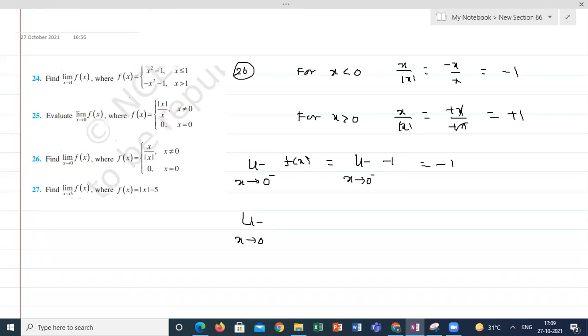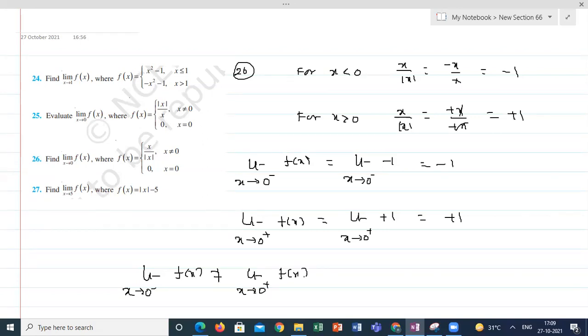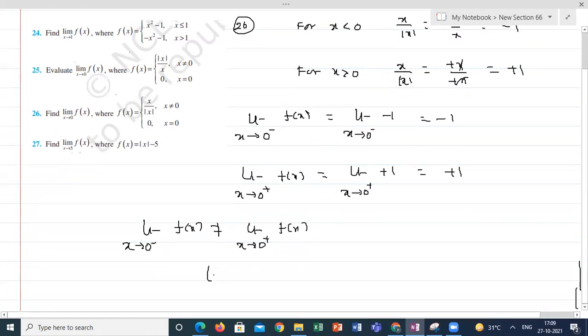Limit x tends to 0 plus of f of x: if it is greater than 0, the function value is plus 1. So the answer is plus 1. So I can write limit x tends to 0 minus f of x is not equal to limit x tends to 0 plus f of x. Here also the limit does not exist, when x tends to 0.